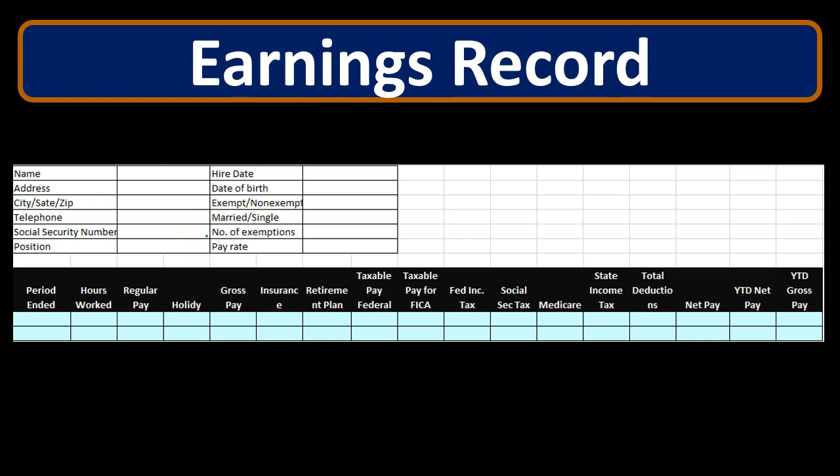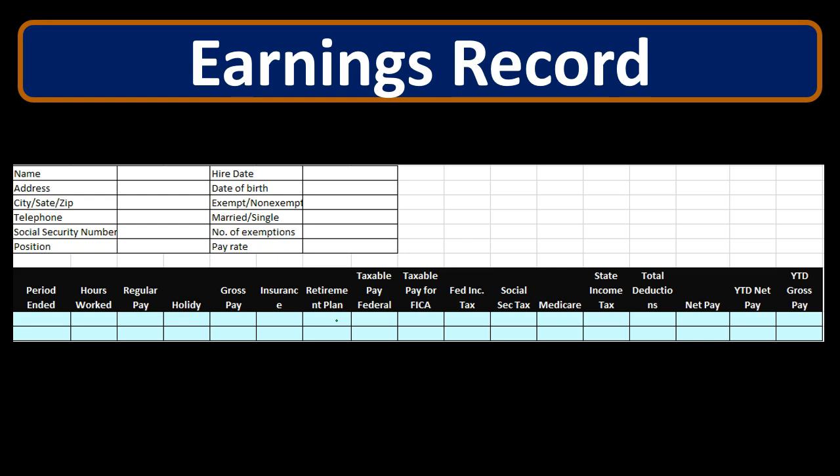Number of exemptions. That's going to have to do with federal income tax withholdings. We'll discuss that when we get to withholding taxes, and then the pay rate. So when we start to record this all, it gets more complicated than just the hours times the hourly rate. So we'll have the pay period, then we're going to have the hours worked. So how many hours did they work? What's the regular pay? Holiday? What's the gross pay? Then insurance, retirement plan.